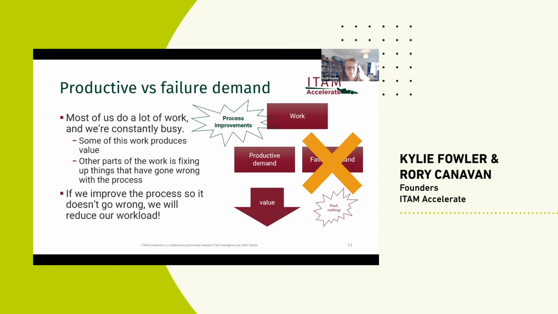Nothing happens. Now, if you think about the insurance person who spends 50% of their time dealing with productive demand and 50% dealing with failure demand, if we go away and improve that process, we've halved their workload. That's powerful. This is one reason why I get quite frustrated when people say, I don't have time for process improvements, because actually the answer is you don't have time to not do the process improvements. If you focus on improving the process to get rid of the failure demand, believe me, you will have the time. So I hope that makes sense.